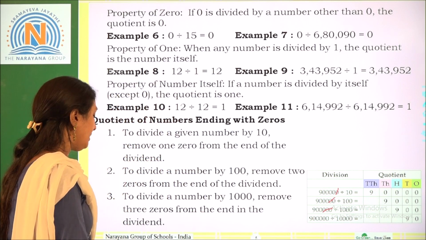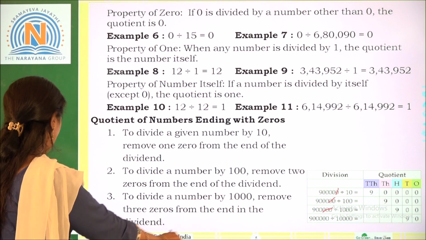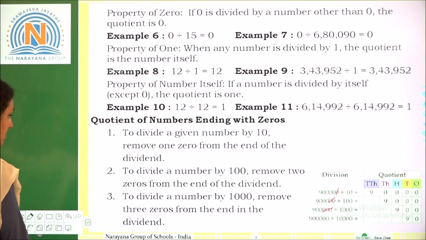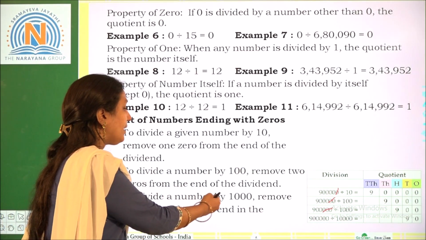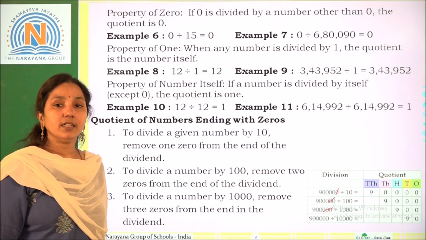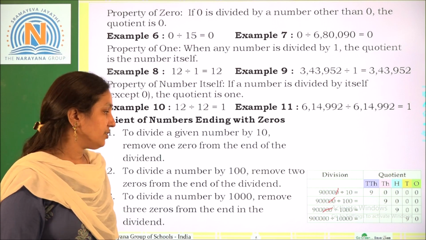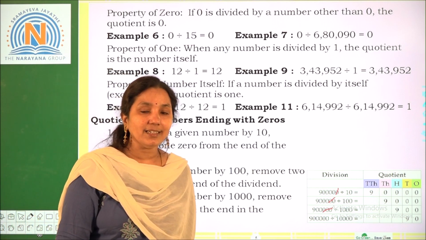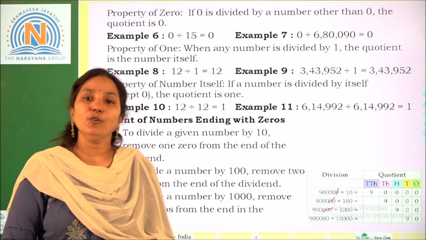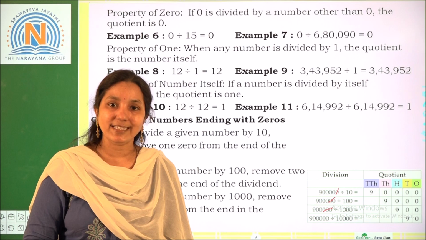So 9 lakh divided by 10,000. To divide a number by 10,000, remove 4 zeros from the dividend. So you will get 90 as the quotient. Got it, children? Once again practice. Okay, children? Thank you.